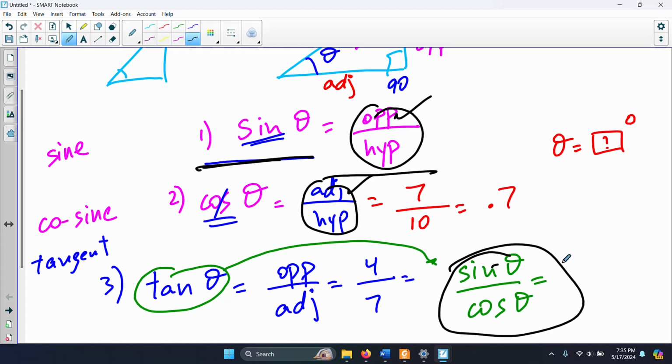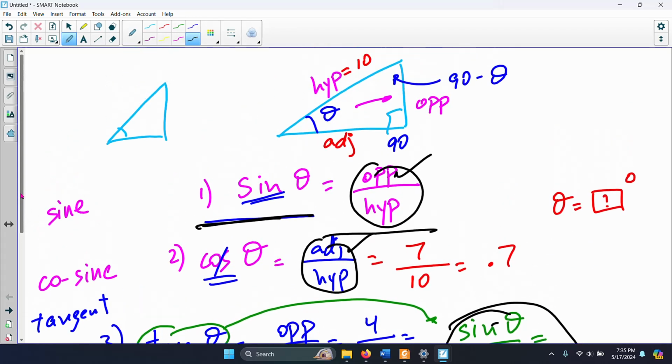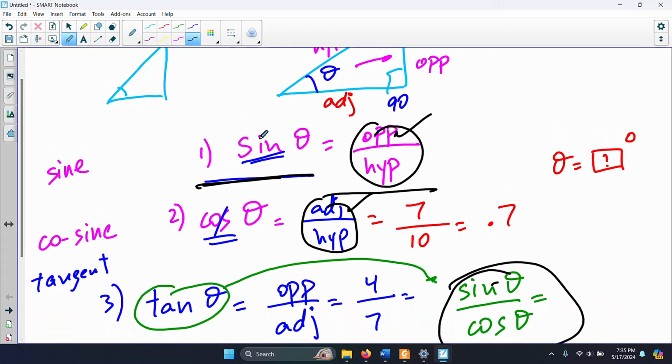But again, in more advanced math, beyond geometry, this is a very, very useful relationship. If I know the sine value of some number, and I know cosine, I could find out tangent, and of course I could find out what theta is with a calculator. All right, so that was a really, really quick introduction to what sine, cosine, and tangents are.